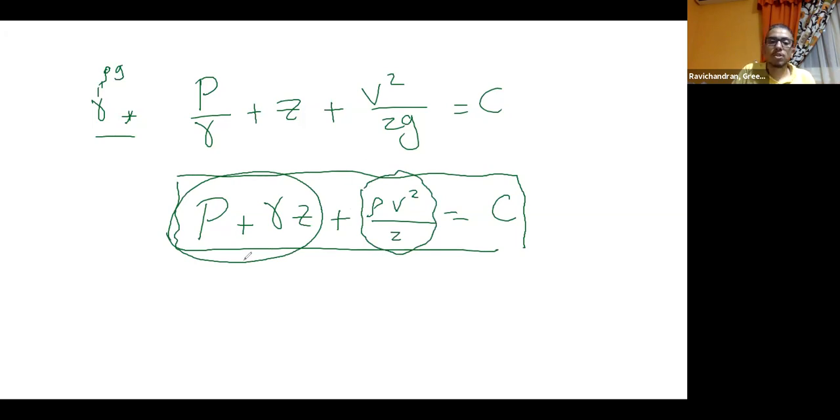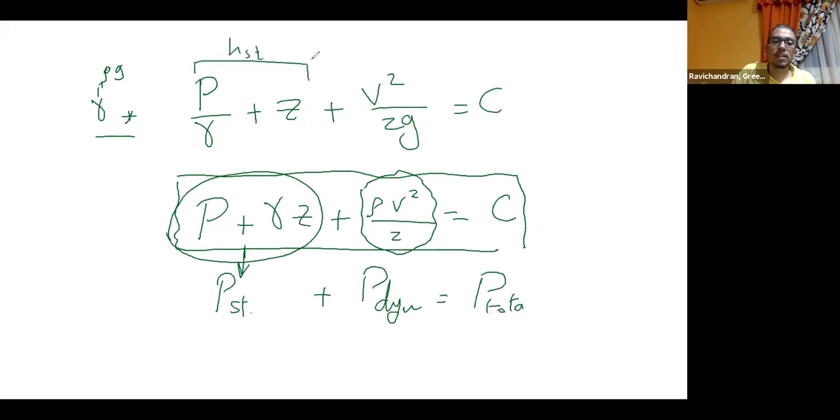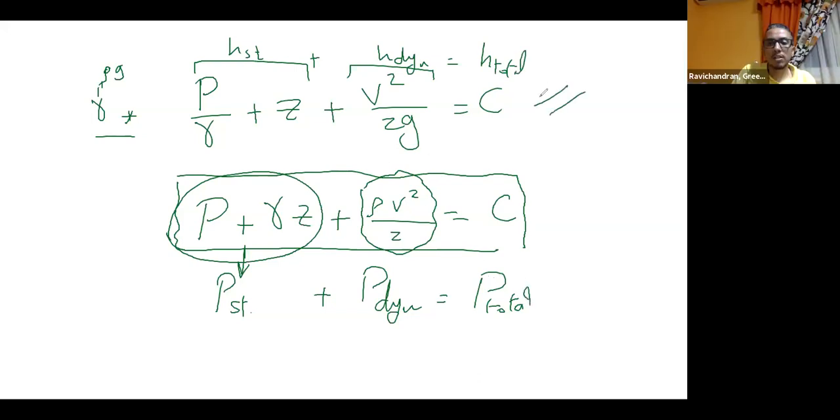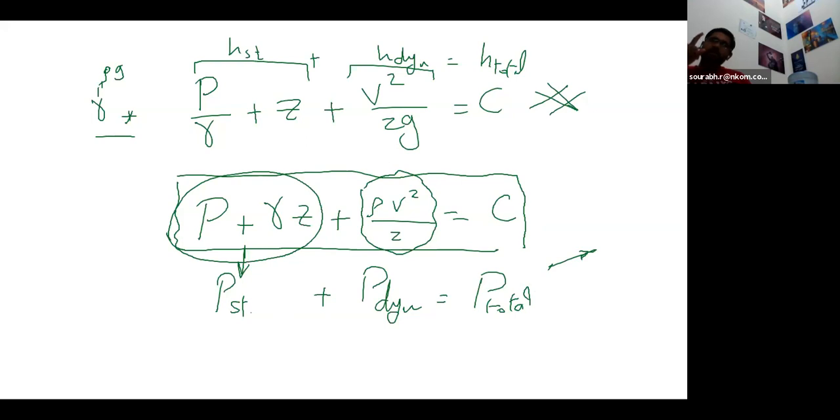So the piezometric pressure, or P static, plus P dynamic equals P total. Same as this, equivalent: H static plus H dynamic equals H total. Normally we use this one a lot, and this one sometimes. One is the pressure form, one is the head form. All are Bernoulli's equation, but in different shapes.